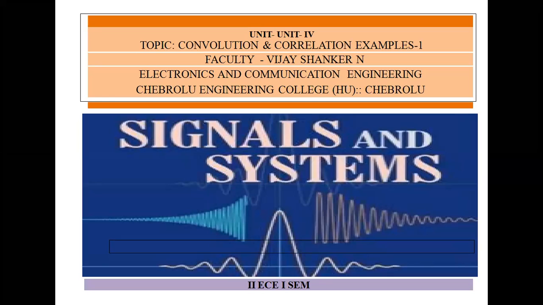Today, we are going to discuss examples of convolution and correlation. The different types of examples are graphical representation, mathematical representation, sequence representation, and the tabulation method. These are the different types of examples in convolution and correlation.